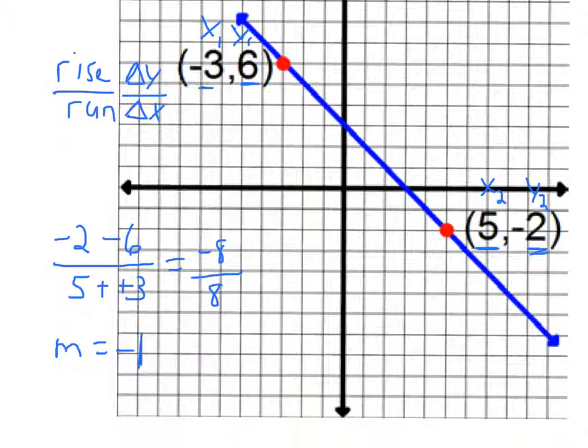So now let's find it from the graph. We've done it with the formula. This is using the formula. The formula is y2 minus y1 over x2 minus x1. That's the formula. Now we want to do it from a graph.